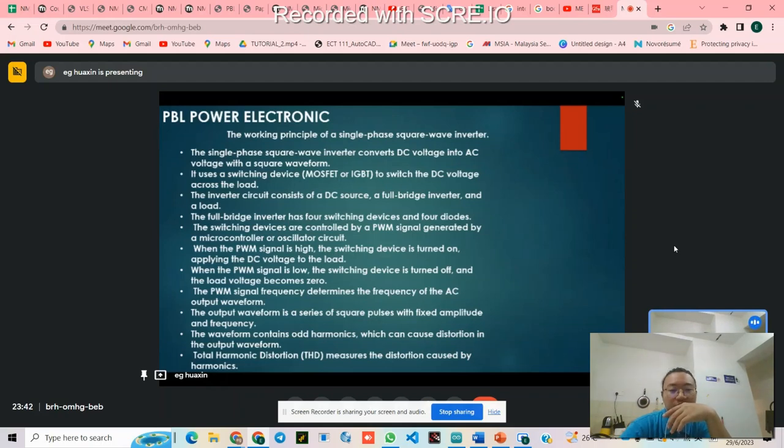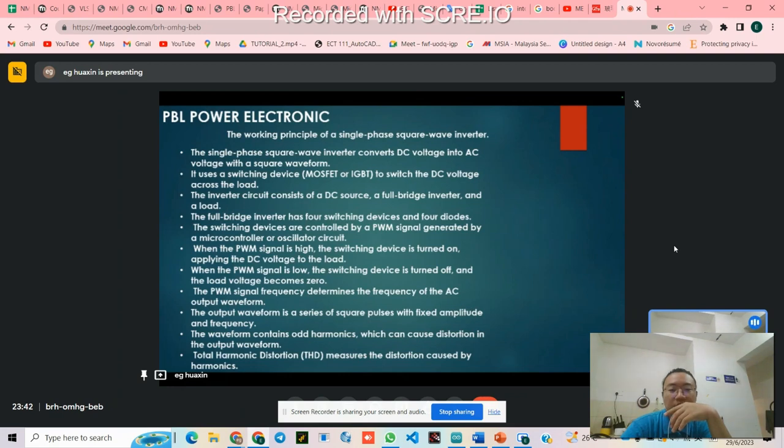the microcontroller. So when the PWM signal is high, the switching device turns on and the DC voltage is applied across the load, and when the signal is low, the switching device is turned off and there's no voltage across the load. The switching frequency of a PWM signal is determined by the frequency of the AC output.